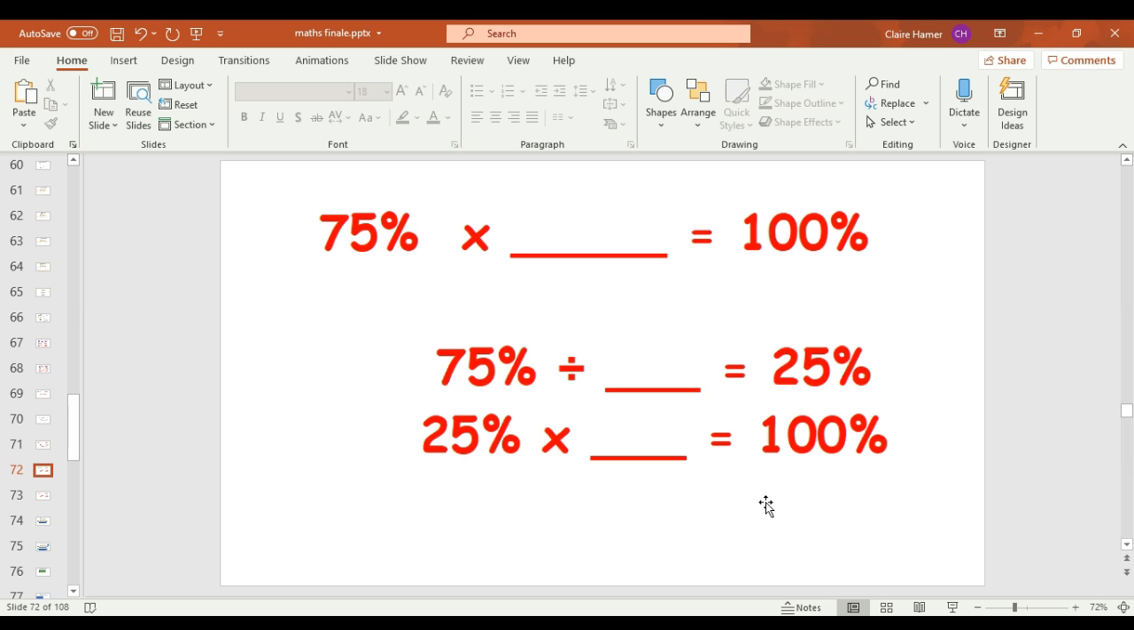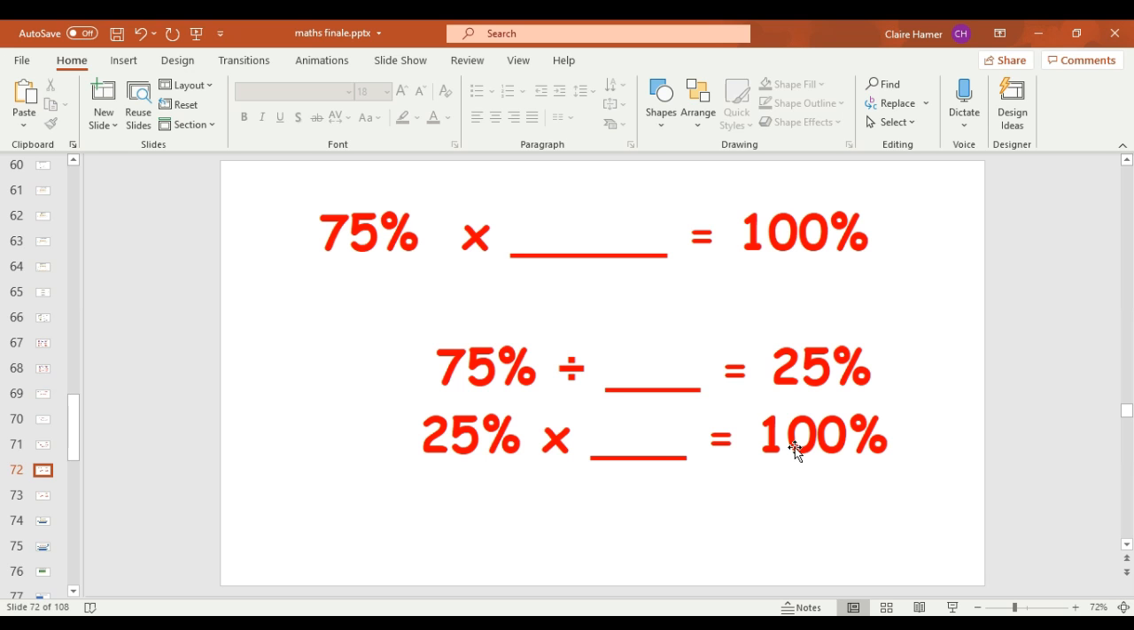Okay, this is the final part for this part of the lesson. What do you think for 75%? If somebody said to you, 75% of my number is 10, what number am I thinking of? Okay, look on screen. I decided to do 75 divided by something is 25. And then what do you multiply 25% by to get back to 100%? Pause the video and see if you can work this out.